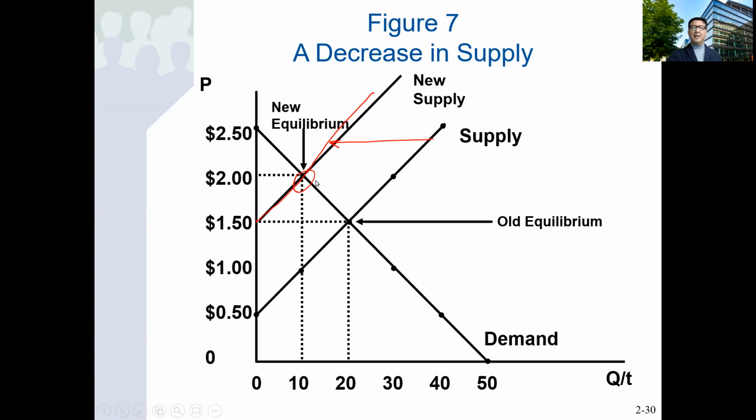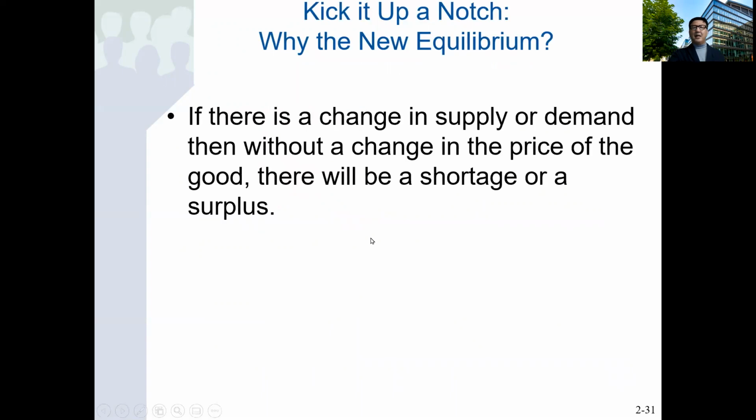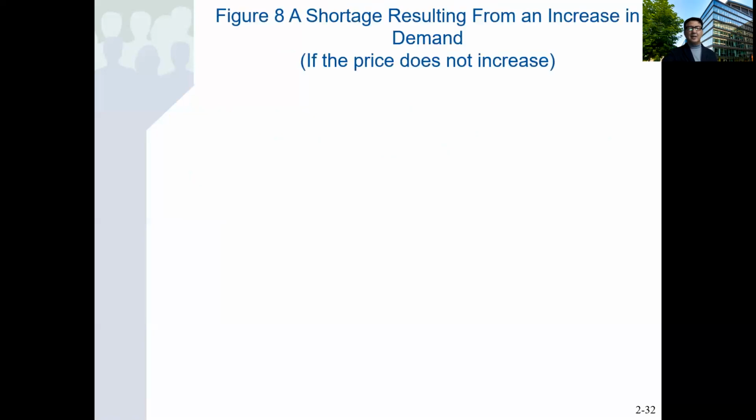here's the new supply, and here's the new equilibrium. Okay, so why the new equilibrium? If there's a change in supply or demand, then without a change in the price of the goods, there will be a shortage or surplus, right? And shortage resulting from increase in demand.